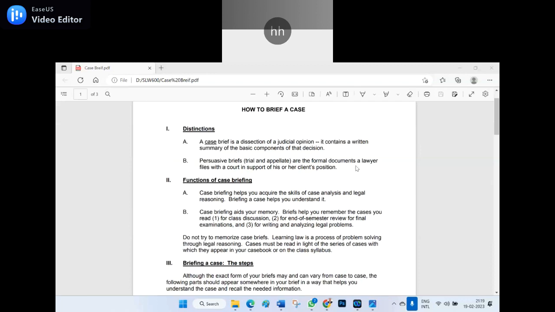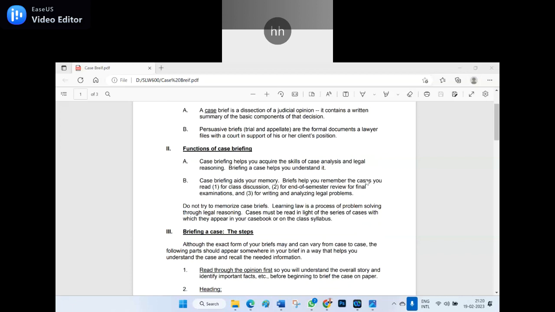Here the distinction says: a case brief is a dissection of the judicial opinion. It contains a written summary of the basic components of the decision. That is called case briefing. And B, persuasive briefs, trial and appellate, are the formal documents the lawyer files to the court in support of his or her client's position. Whatever cases you keep to support your argument, whether local cases or foreign cases, have only persuasive value.